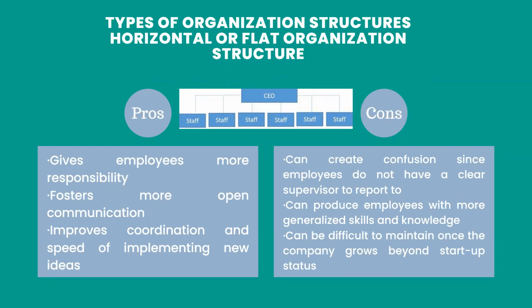Now it gives employees more responsibility, because they directly report to one boss. Yes, it does foster more open communication because everybody's at the same level. It improves coordination and speed. So this type of organizational structure is flexible, and it can be quite dynamic as well. But the flip side is it can create confusion, since there's no clear supervisory role. There's just functional roles underneath one head. Yes, in other words, those roles can overlap. So there's some confusion there, because they're not defined as in a functional organizational structure.